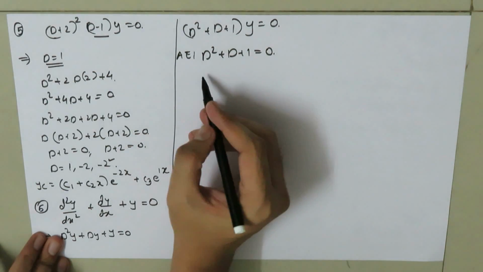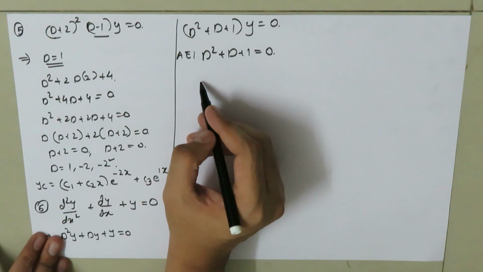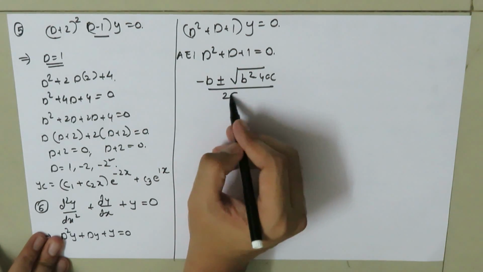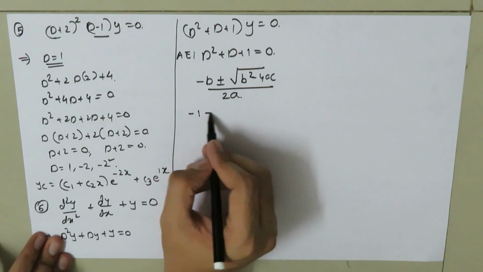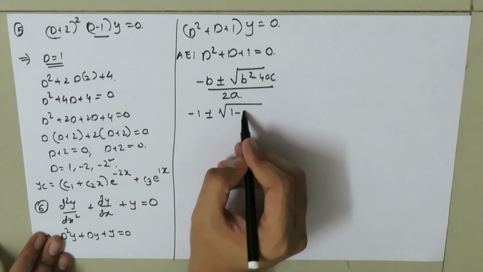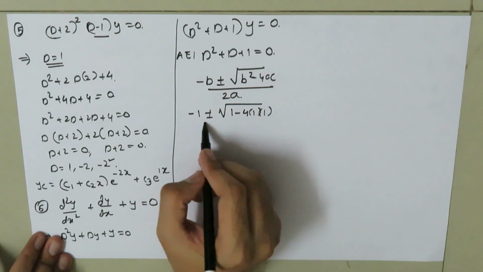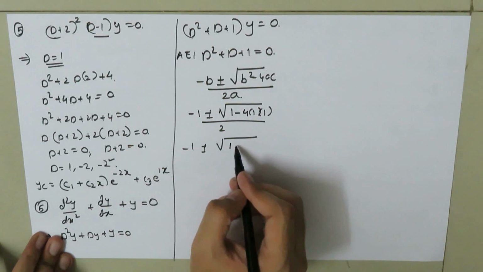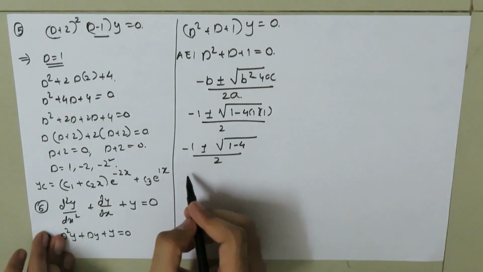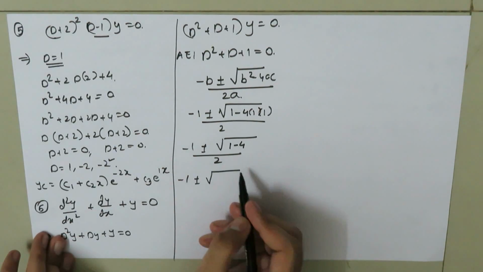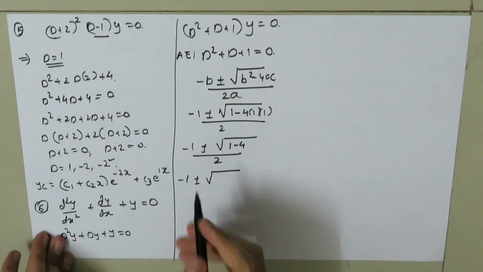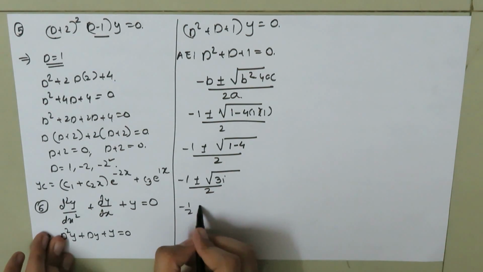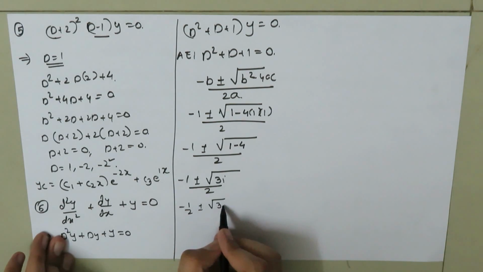So what we are going to do is use this general formula: minus b plus or minus under root b square minus 4ac, divided by 2a. So this will be minus 1 plus or minus under root b square minus 4ac, divided by 2. So this will be negative 1 plus or minus under root 1 minus 4, divided by 2. So this will be negative 1 plus or minus under root negative 3, which will be our imaginary part, so root 3 times i divided by 2. So this can be written as negative 1 by 2 plus or minus root 3 by 2 times i.